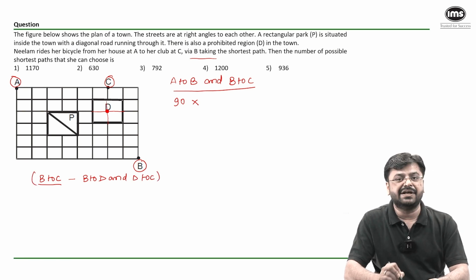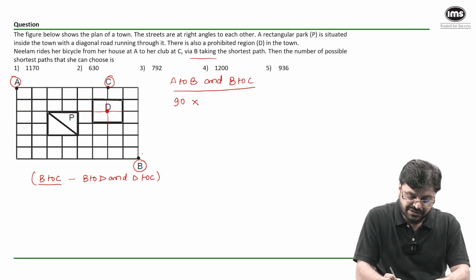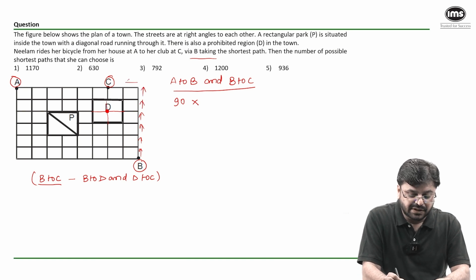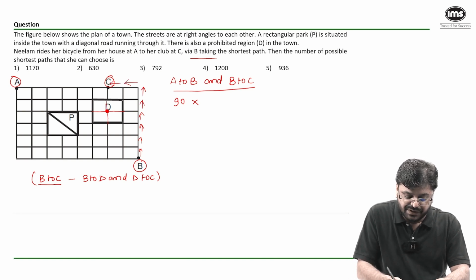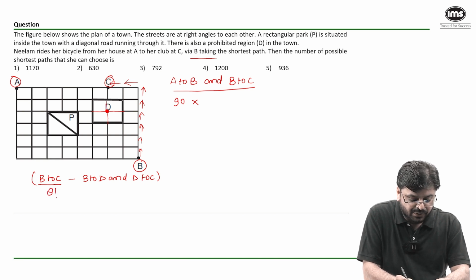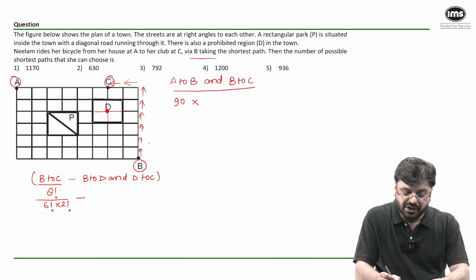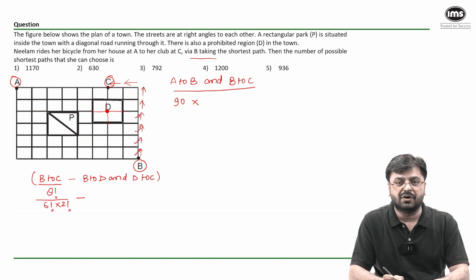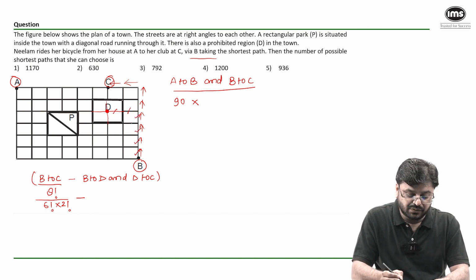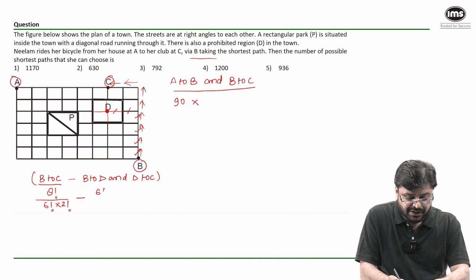In how many ways can one reach from B to C if there is no restriction? One needs to take 6 north turns and 2 west turns, which means it is 8 factorial upon 6 factorial into 2 factorial, minus from B to D. In order to reach from B to D, you need to take 4 north turns and 2 west turns, which you can take in factorial 6 upon factorial 4 into factorial 2 cases.